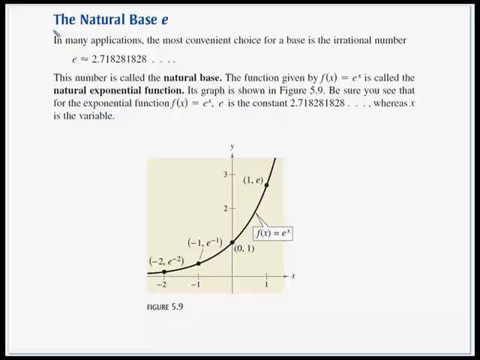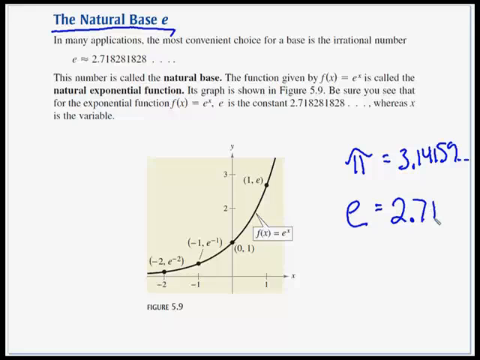Now we have a natural base e. We've been working with bases like 2 to the x, or 3 to the x, or 4 to the x. Now we have some very special numbers like pi. Pi is irrational, never ends, never repeats, 3.14159, and so on. Very special mathematical number. E, this natural base e, is also a very special mathematical number. It is 2.71828, and so on, never ends, never repeats.